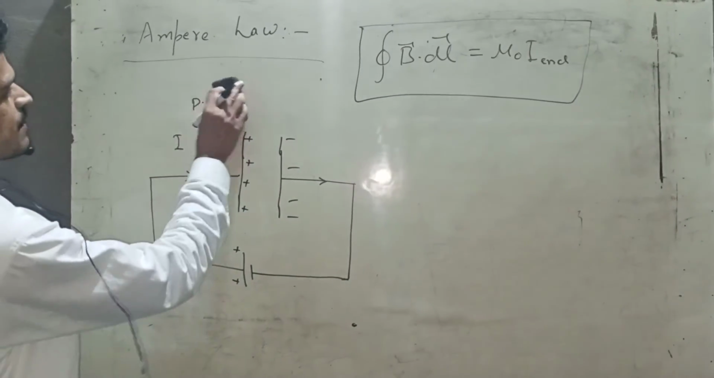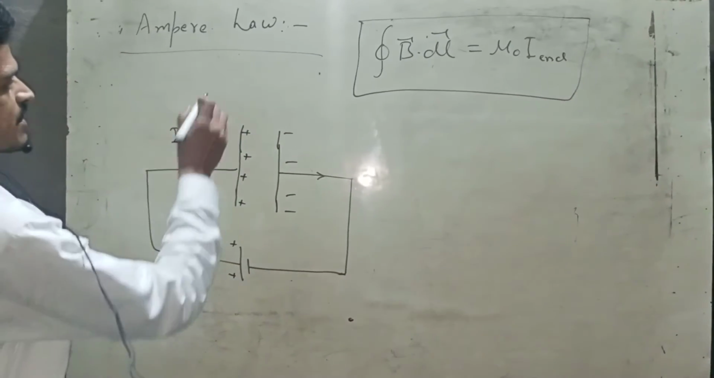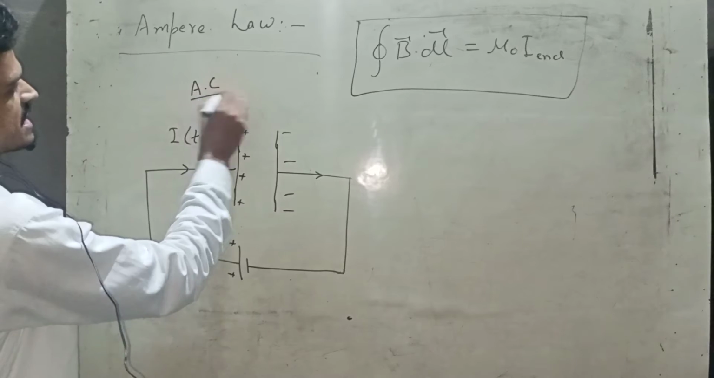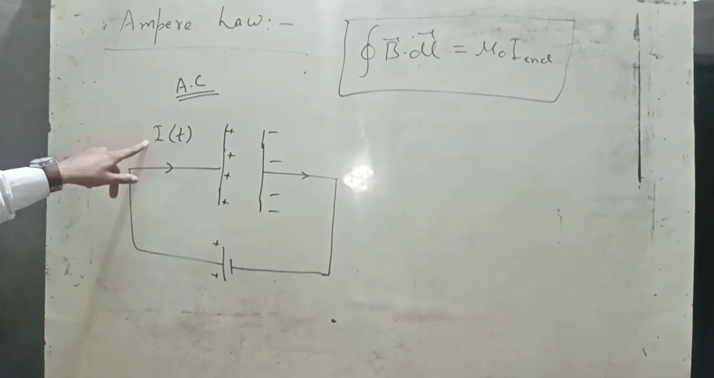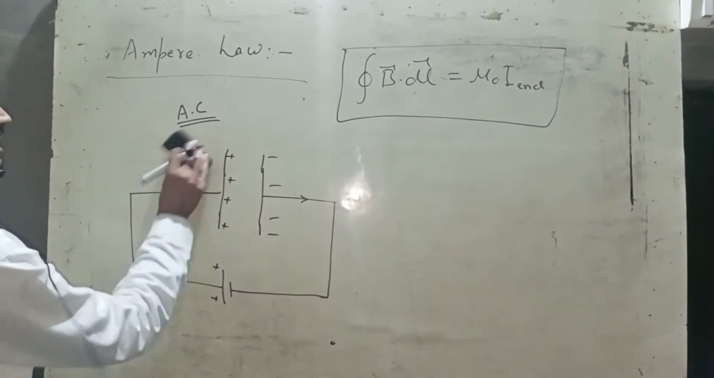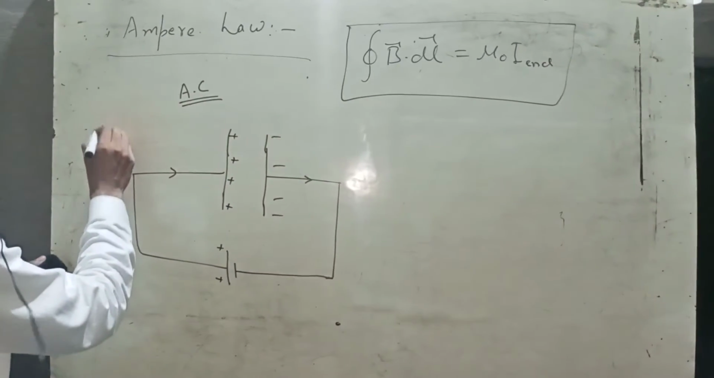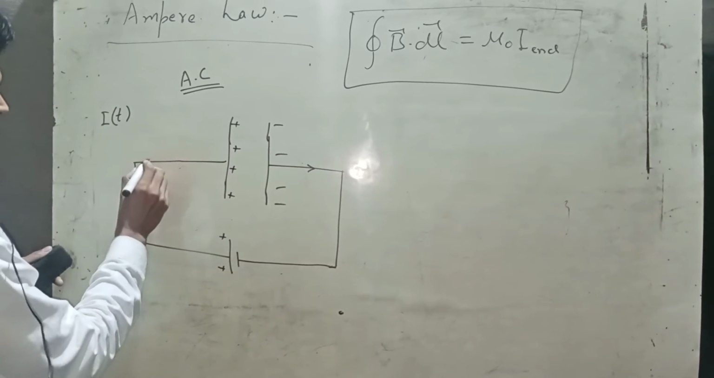I am more interested in the case where the current is varying, which means the rate is also varying. For example, an AC current is also varying. So suppose I want to use Ampere's circuital law and find the magnetic field at this point.